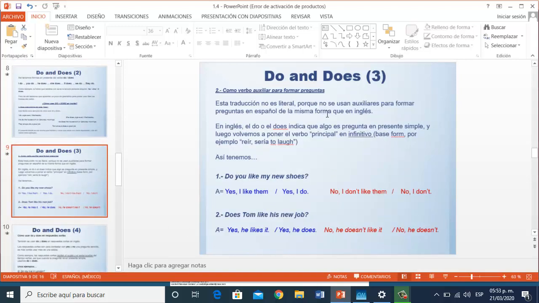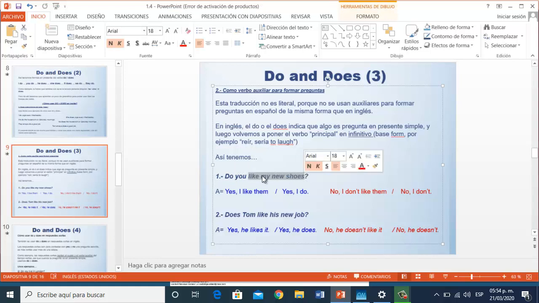Now, as an auxiliary, to make questions, because remember that do and does are used in daily life activities. We have this structure: the auxiliary here, the subject, and the complement. That's the structure we saw last class. Do you like my new shoes? Yes, I do. As a yes, no short answer. Or no, I don't.